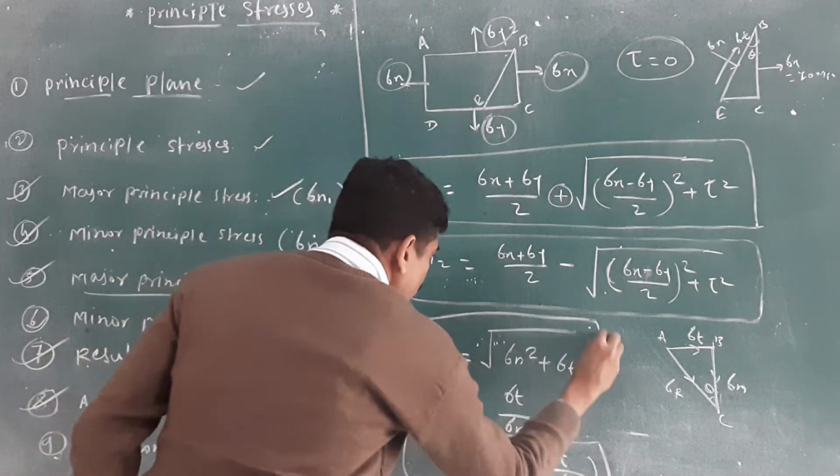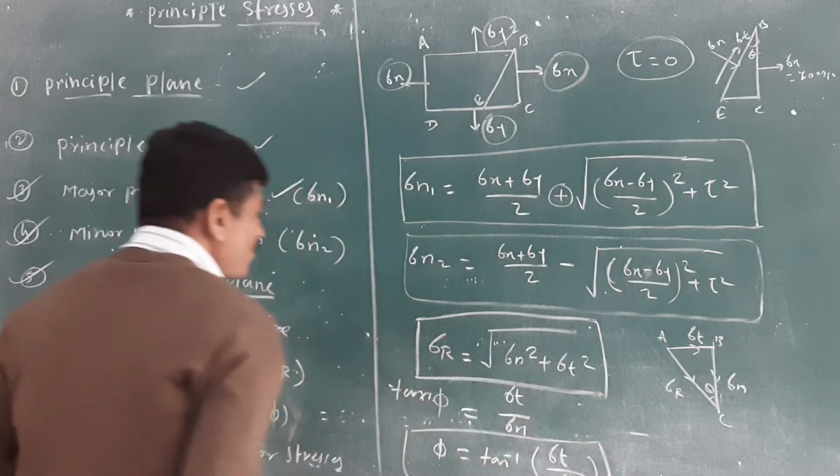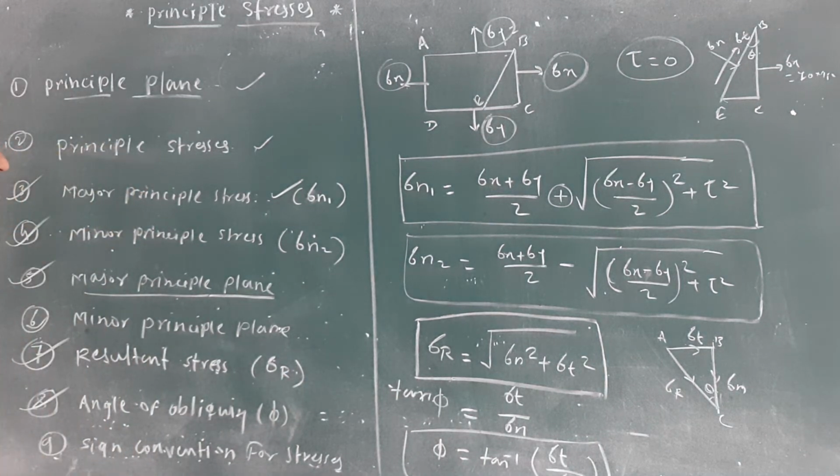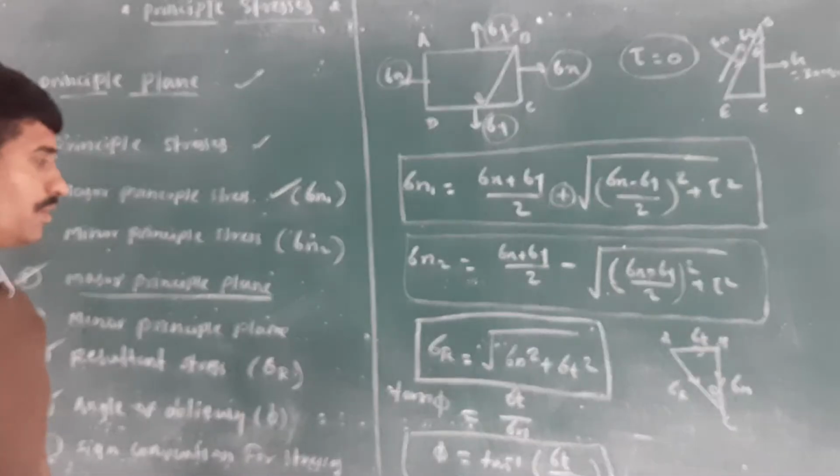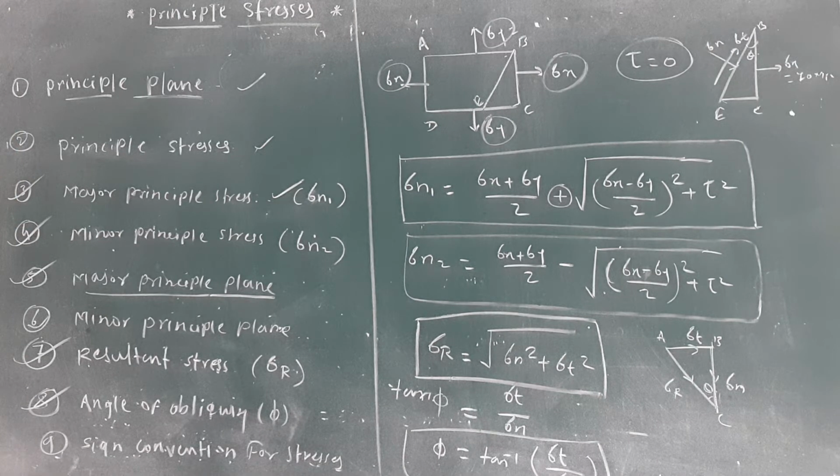This whole formula is required to solve the numericals for the different conditions. Okay, all of you getting? First you have to remember the definitions. Principal plane: the shear stress value is always 0 in the principal plane.